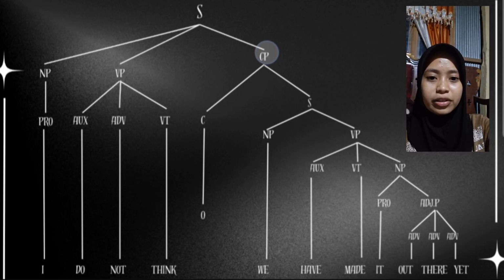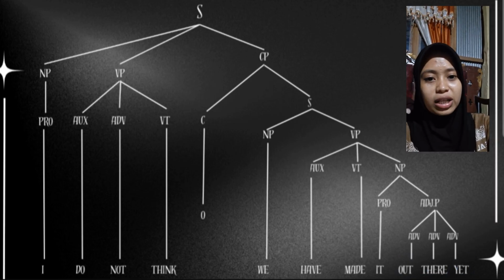Inside the CP, there is another sentence consisting of an NP and a VP. The NP contains the pronoun we, the VP contains the auxiliary verb have, the transitive verb made, and the NP it. Finally, the adverbial elements out, there, and yet provide additional information about the action.